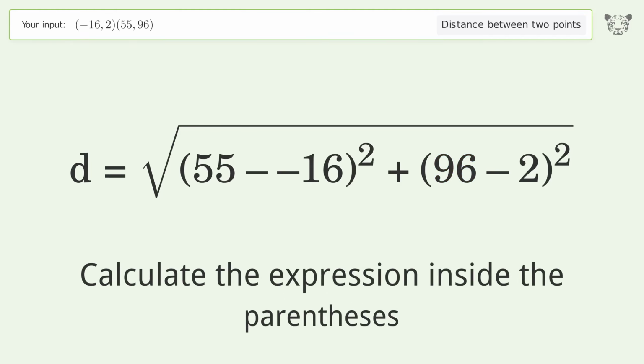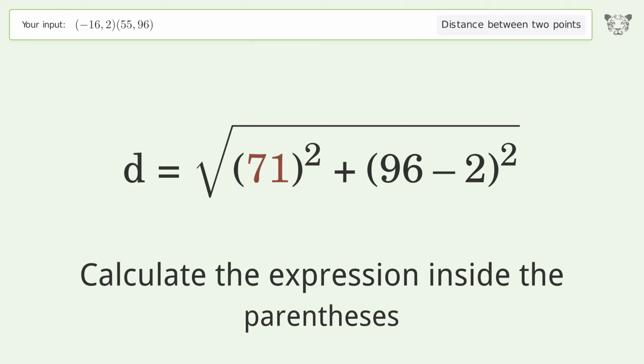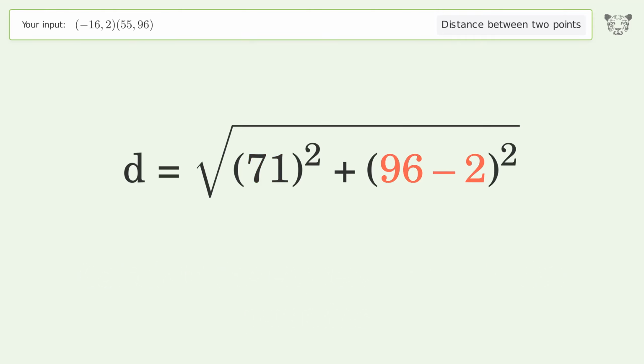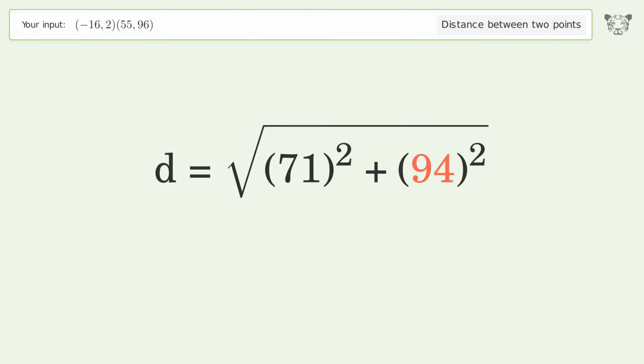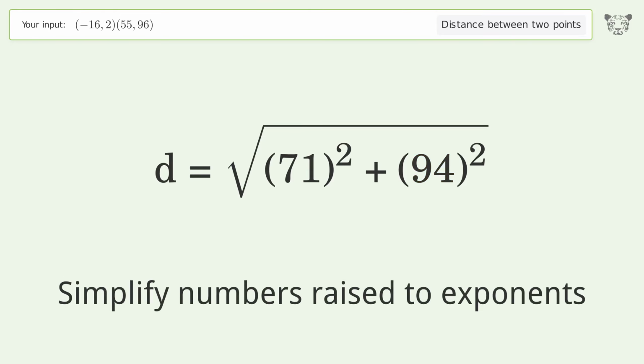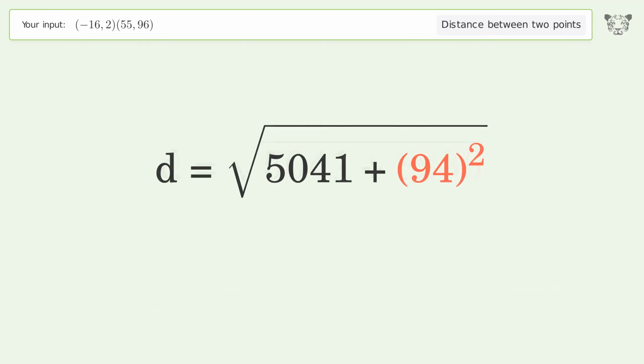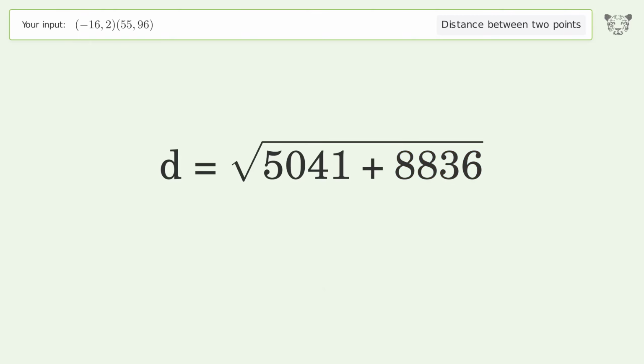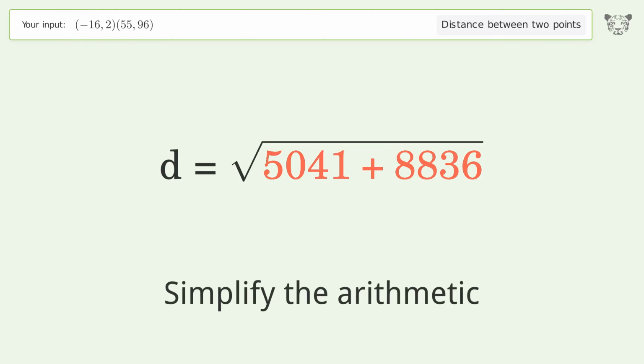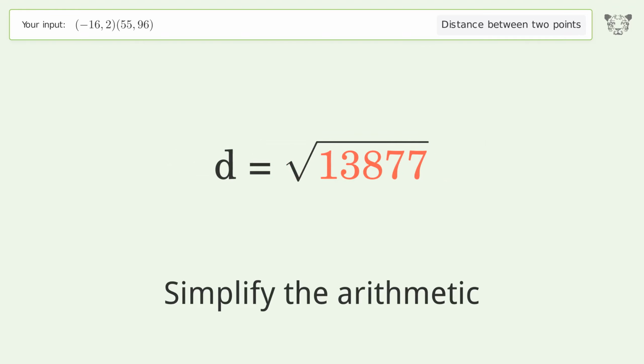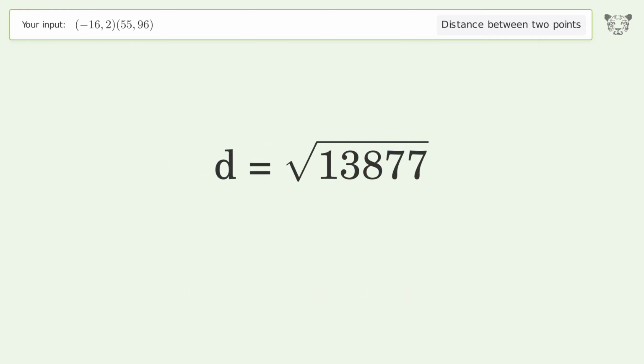Calculate the expression inside the parentheses. Simplify numbers raised to exponents. Simplify the arithmetic. And so the distance between the 2 points is the square root of 13,877 or 117.801.